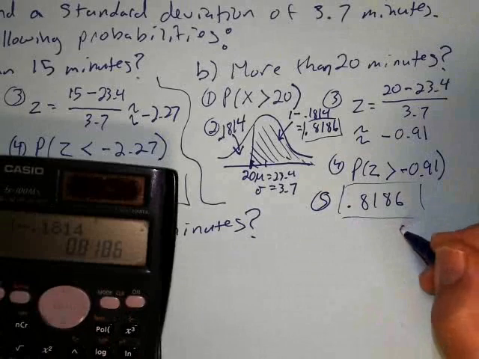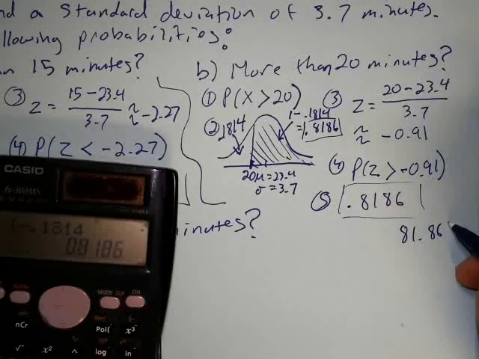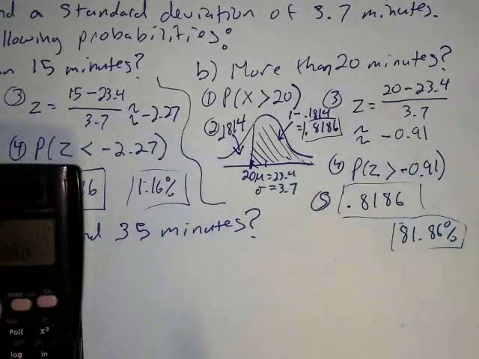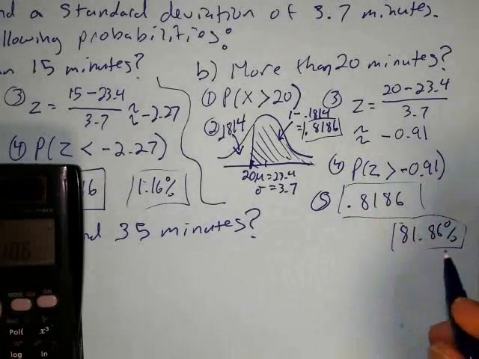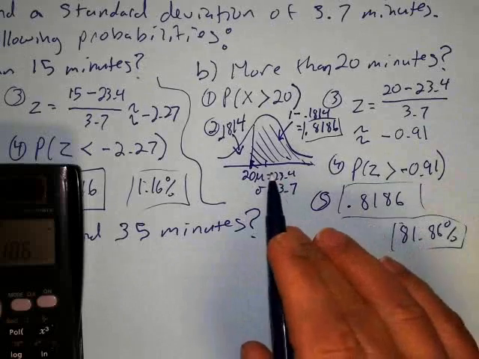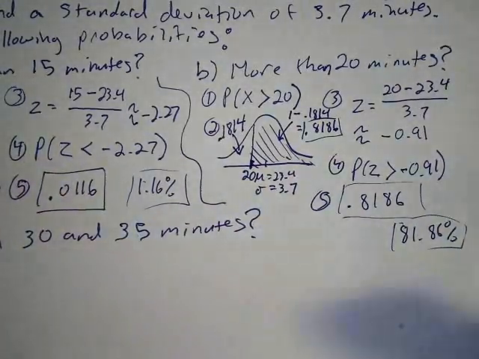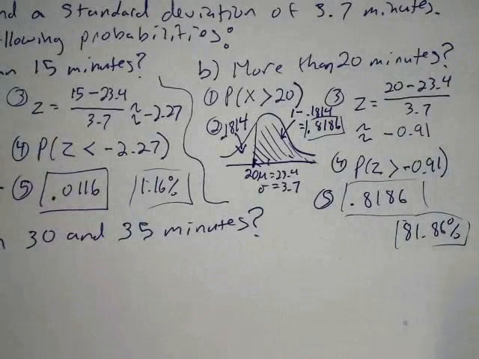If you wrote it as a percentage, what this would mean is out of all the people waiting to be seated, 81.86% of them will wait more than 20 minutes. So there's a pretty good chance that you're going to wait more than 20 minutes, according to these numbers.